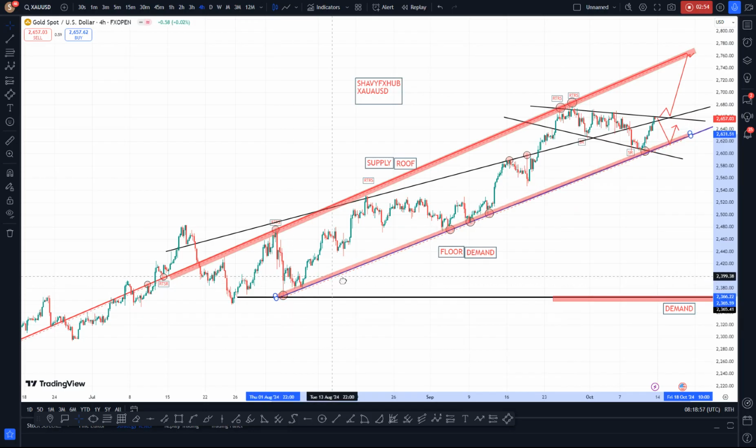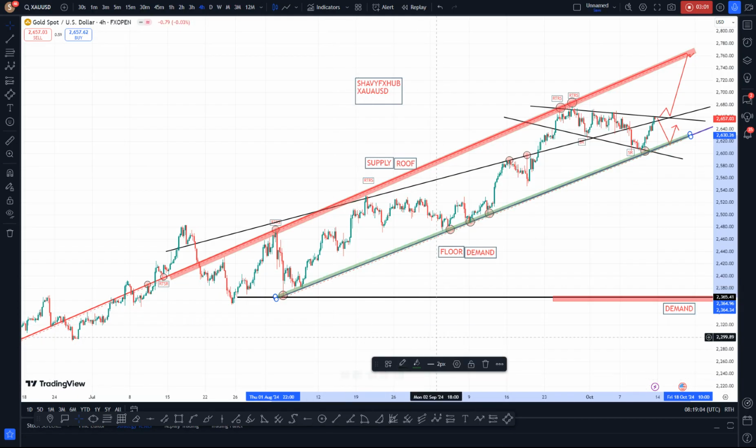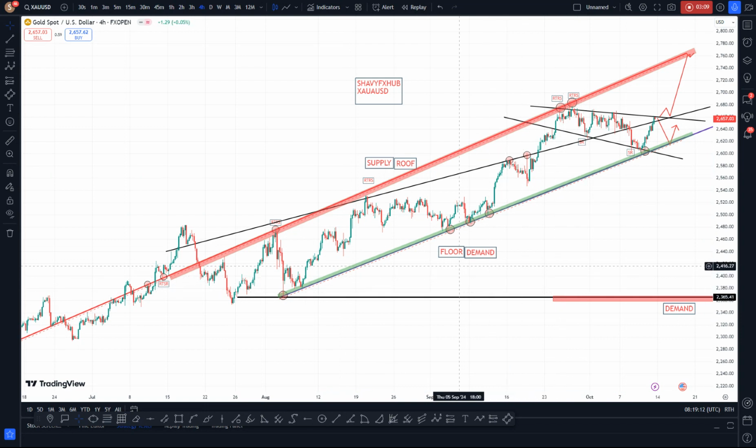So this will be, we're going to use a green color signifying buy. So every time price returns to the floor demand zone, anything into the box, it's a potential buy. When we look critically from the roof, we have created a zone.